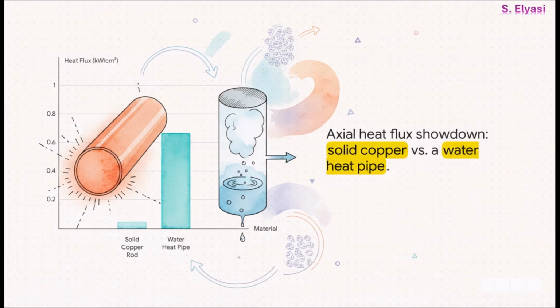And this chart just shows you how ridiculously effective that simple cycle is. On the left, you've got a solid rod of copper, one of the best materials we know of for conducting heat. It's moving about 0.047 kilowatts of energy per square centimeter, which is not bad. But then, look at the water heat pipe. It's moving 0.67. I mean, it's not even in the same ballpark. The difference is just staggering.